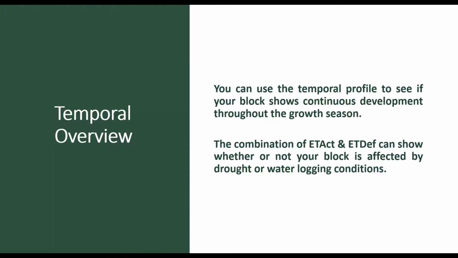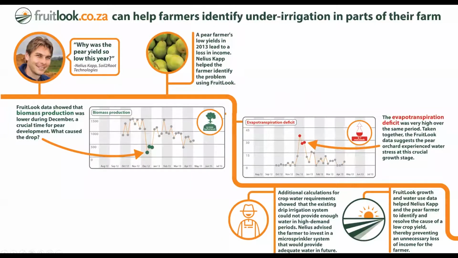by meteorological conditions. However, a drop in actual evapotranspiration combined with an increase in ET deficit continuing for multiple weeks in a row could be a clear indication of irrigation issues. In this example, you can see how Fruitloop can help farmers identify under-irrigation in parts of their farm.